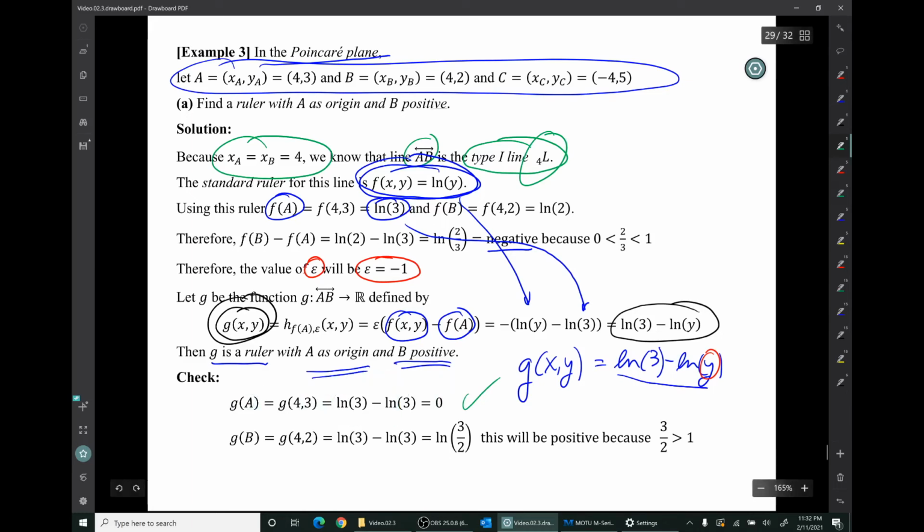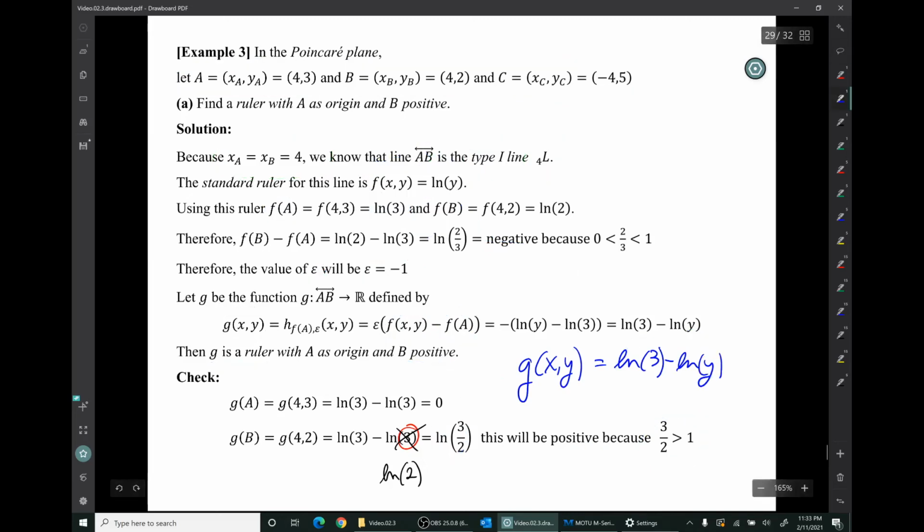Now let's compute G of B. We bring this formula down. The only place for a variable in this formula is here. Now that should be a 2. There's a typo. And we end up getting this result, ln of 3/2. Now all we cared about was we wanted G of B to be positive, and it is, because 3/2 is greater than 1, so when I take its logarithm, I'll get a number that's greater than 1. Let's go on.